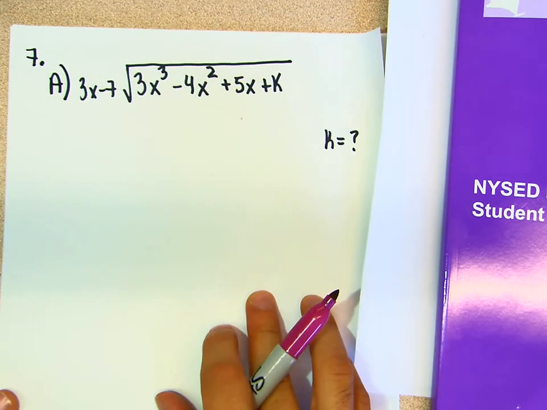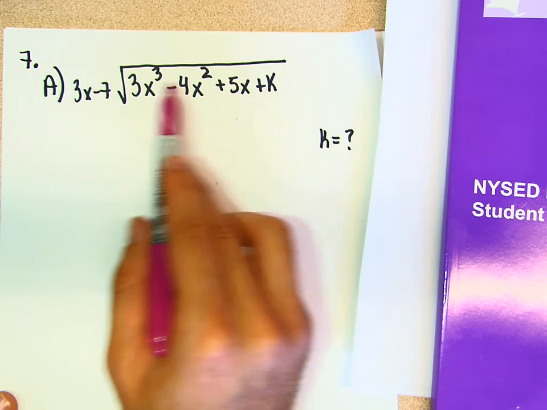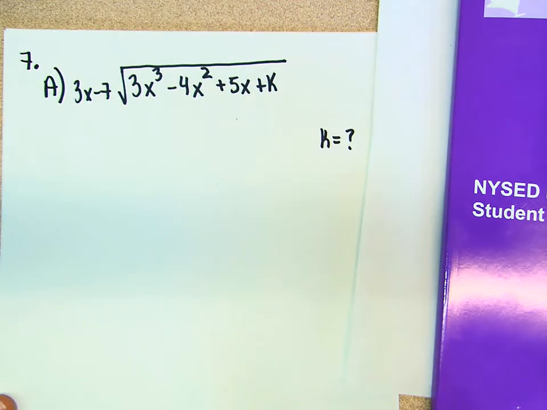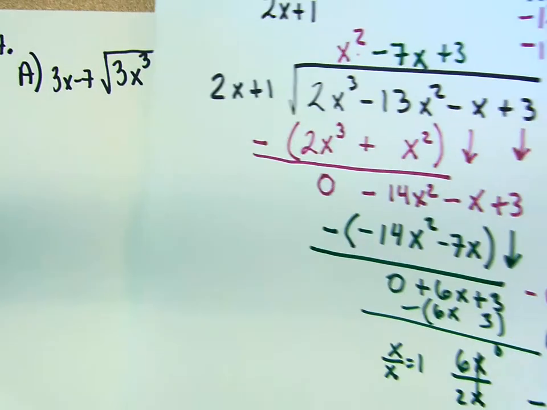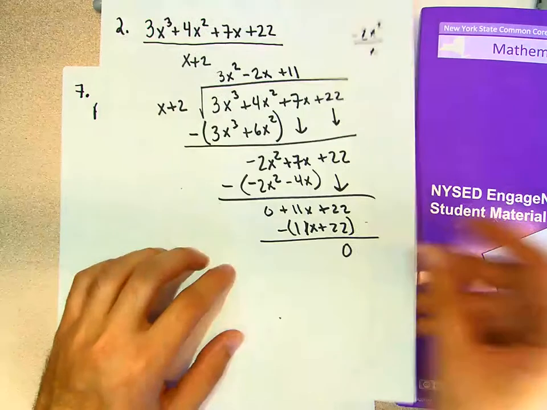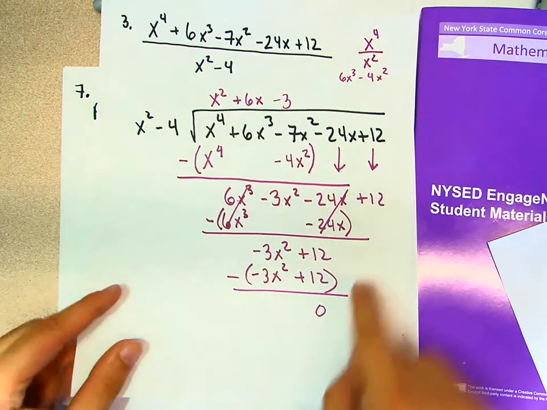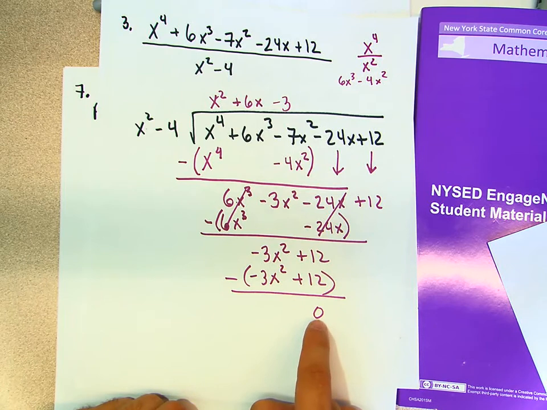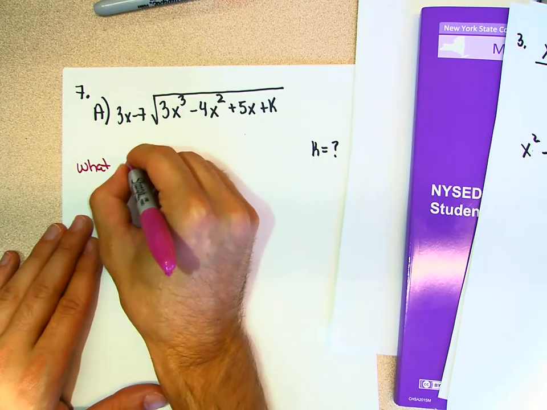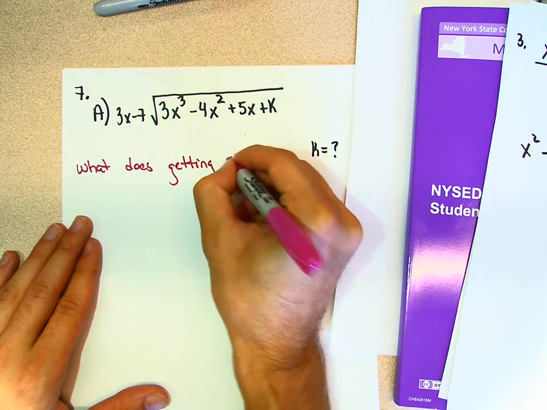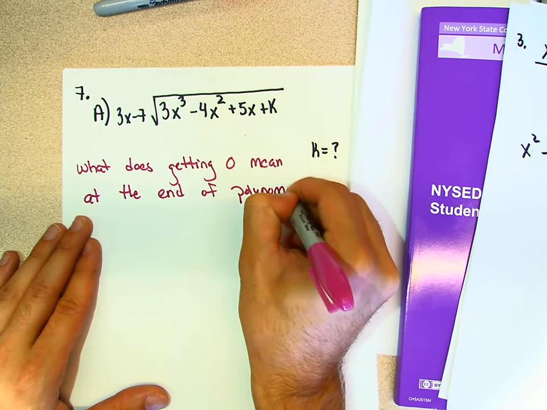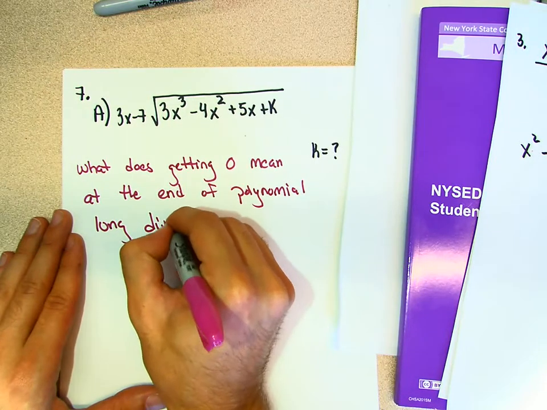Okay? Now this is saying that if you take this polynomial and divide it by this, how do you make it so that this is a factor of this? Okay? If you look at all the problems we've been doing, at the very end, you get 0, right? We always get 0. Every single polynomial we have divided for the past week, you always get 0 at the end. What does this 0 mean? Okay, so let me write that down. What does getting 0 mean at the end of polynomial long division? Right? What does it mean?